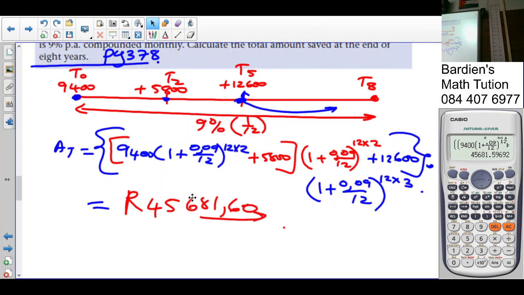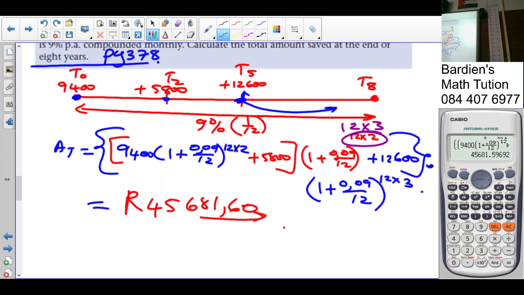Right, you guys understand? Either method, full marks, as long as you put the 3 where it's supposed to be, not the 2. I made a mistake. Did I put a 2 or a 3 in there? It's supposed to be a 3, from T2 to T5. So I put the right thing in, but I wrote the wrong thing here. It's supposed to be 12 times 3, because from there to there is 3 years.